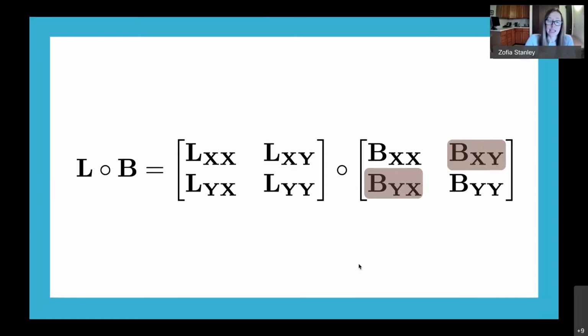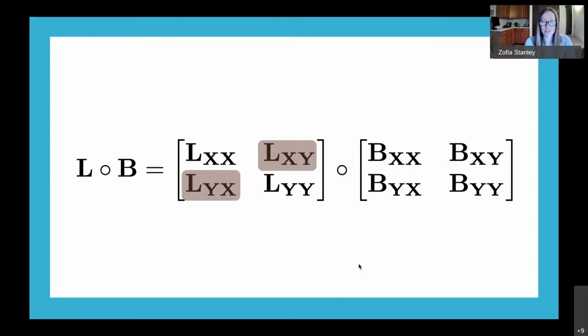Just like we can write the B matrix in this block form, we can also write our localization matrix in block form, and then we'll just take the element-wise product of the localization matrix L and the background error covariance matrix B. Just like we were interested in these off-diagonal blocks in the B matrix, I'm going to be focusing on these off-diagonal blocks in the localization matrix as well.